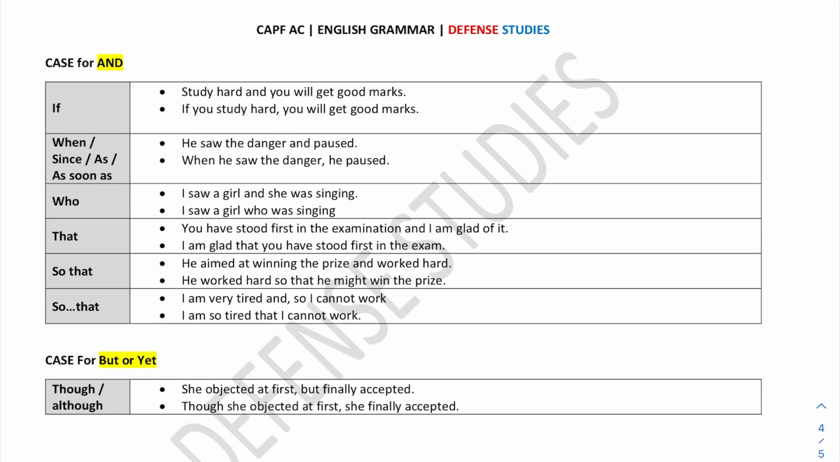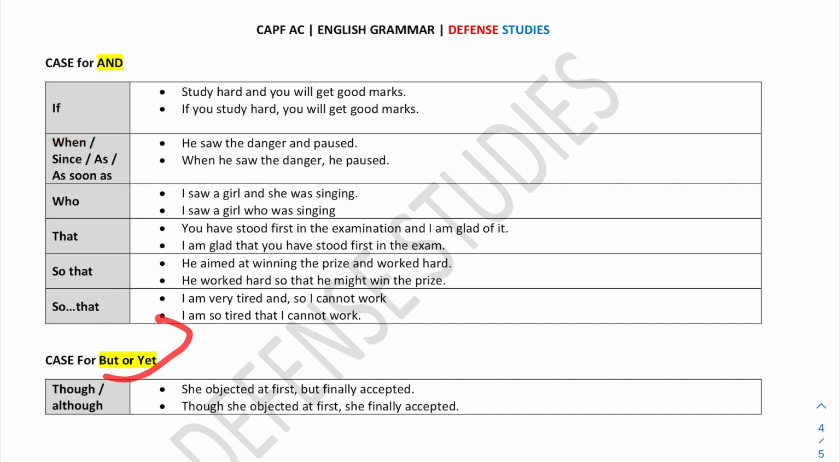Another compound sentence is: he saw the danger and posed. And is a coordinating conjunction, which is the identification of a compound sentence, and you need to convert this compound sentence into a complex sentence with the usage of either when, since, as soon as. So, when he saw the danger, he posed. Similarly, you can convert all these compound sentences into complex sentences with the use of these subordinate conjunctions.